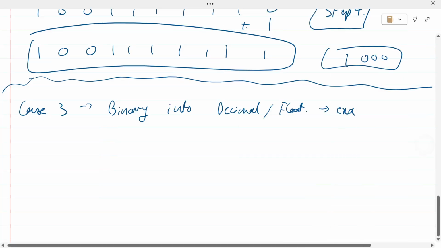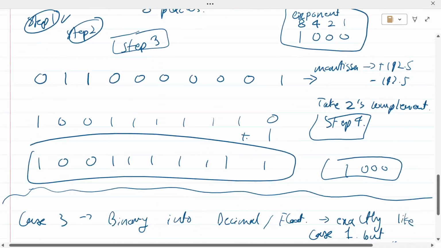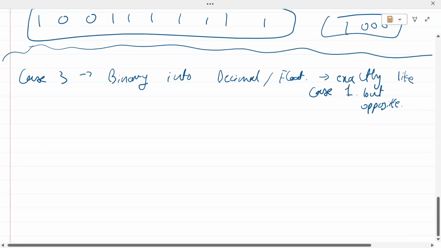So this is exactly like case one, but opposite, right? This is literally the best way to explain the third case. It is just the reverse process of the first case. Now, how do you know that the question you're looking at is case 3? In case 3, the mantissa and the exponent are given to you, and using those you have to find the binary for that, the floating point for that, right?